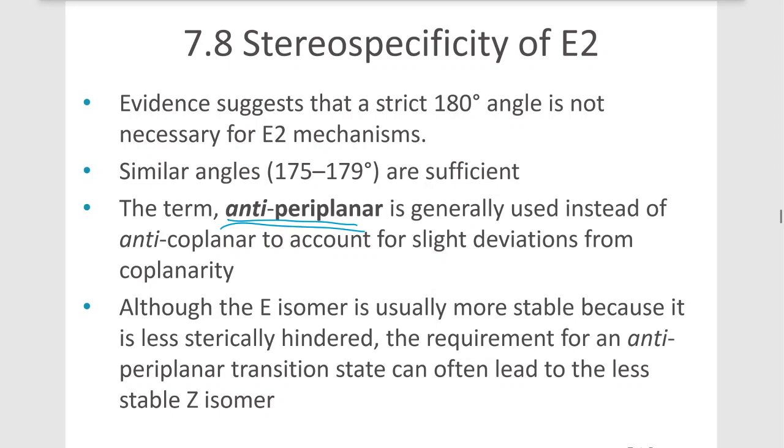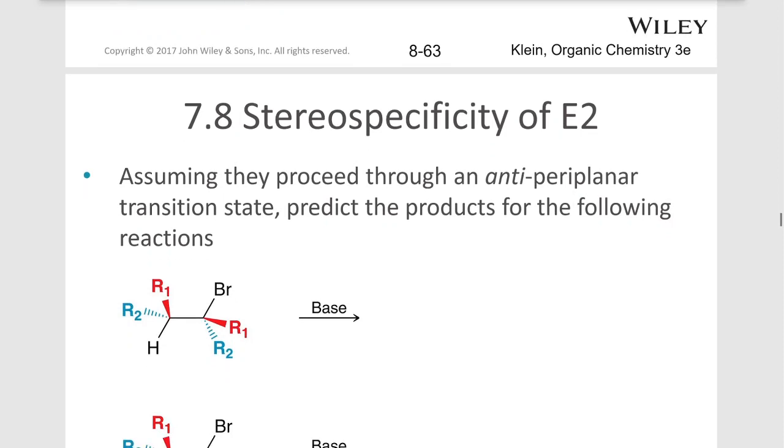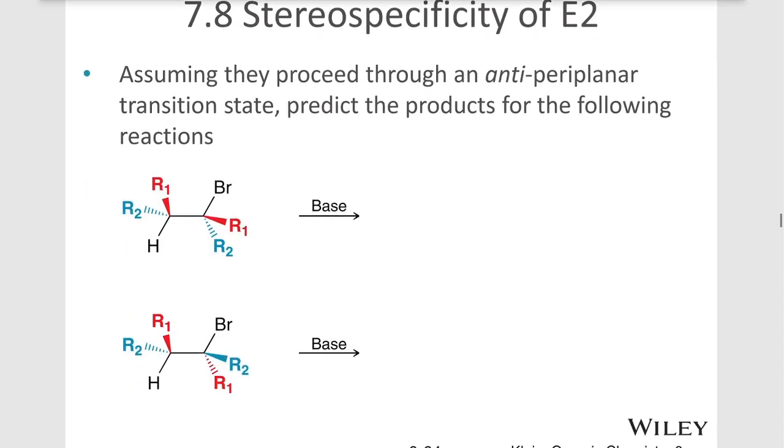So even though the E isomer or the trans isomer is generally more stable because it's less sterically hindered, you have to have this antiperiplanar configuration or transition state in order to get the product. So that may even lead to the less stable cis or Z isomer, because that's the only isomer that can form, okay, if you have a stereospecific elimination reaction. So let's see if we can predict some of these products in order to utilize the information we just learned.